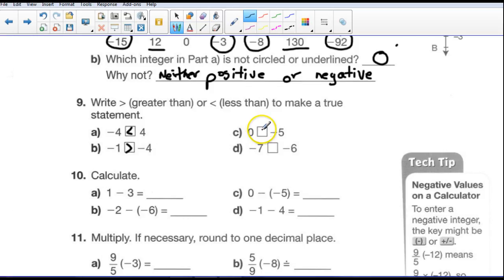0 is less than or greater than -5? Well, 0 is greater than -5. And -7 is greater than or less than -6? Well, as we go to a larger negative number, it gets further away from 0. Okay, so -7 is less than -6.